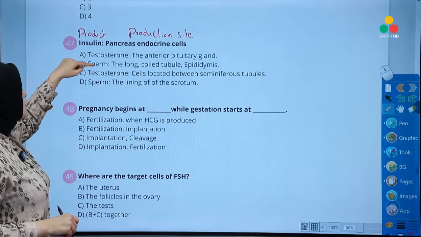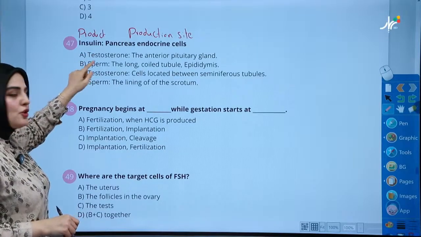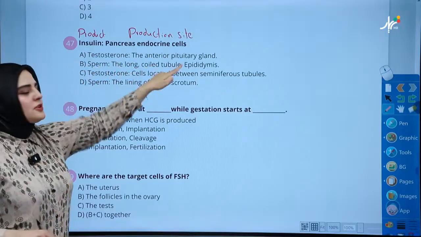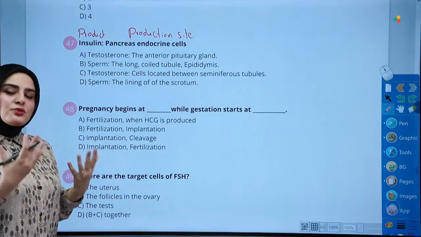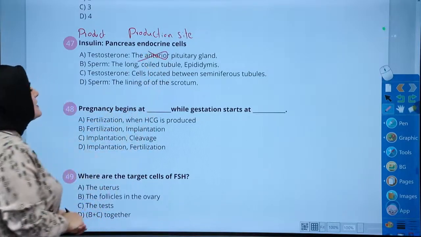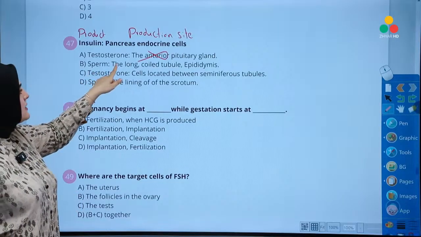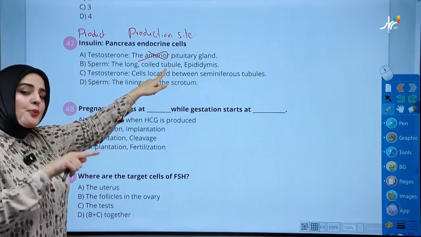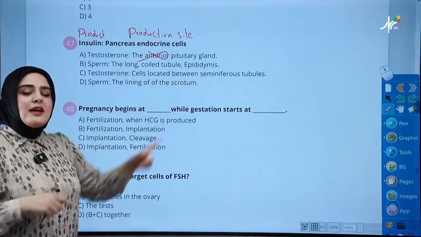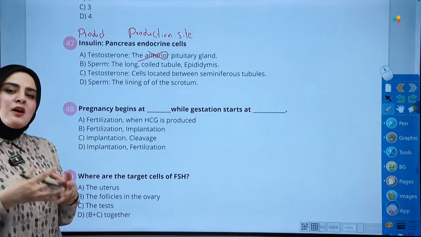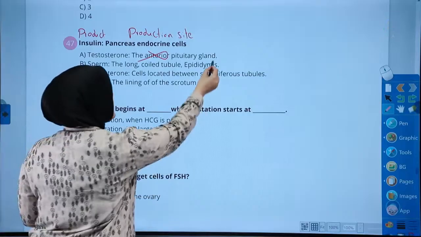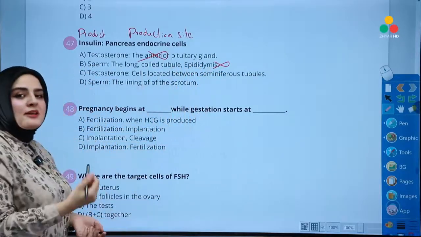Let's see, we have testosterone or sperm, okay, between these 2, which is matching with its production side. Is testosterone made by the anterior pituitary gland? No, testosterone is made in the testes, okay? So this one is out. The sperm is created in the long coiled tubule. Okay, I know sperm is made in the tubules, but is it the epididymis? The epididymis is just where the sperms are temporarily stored to complete their maturation. So it's not where it's made. It was made before it reaches the epididymis.